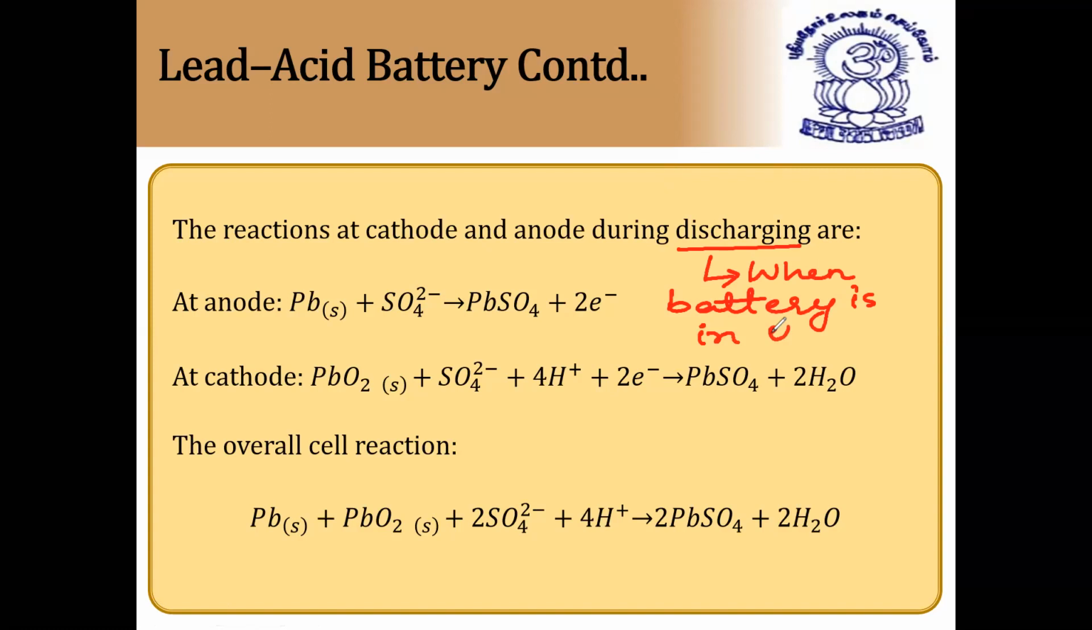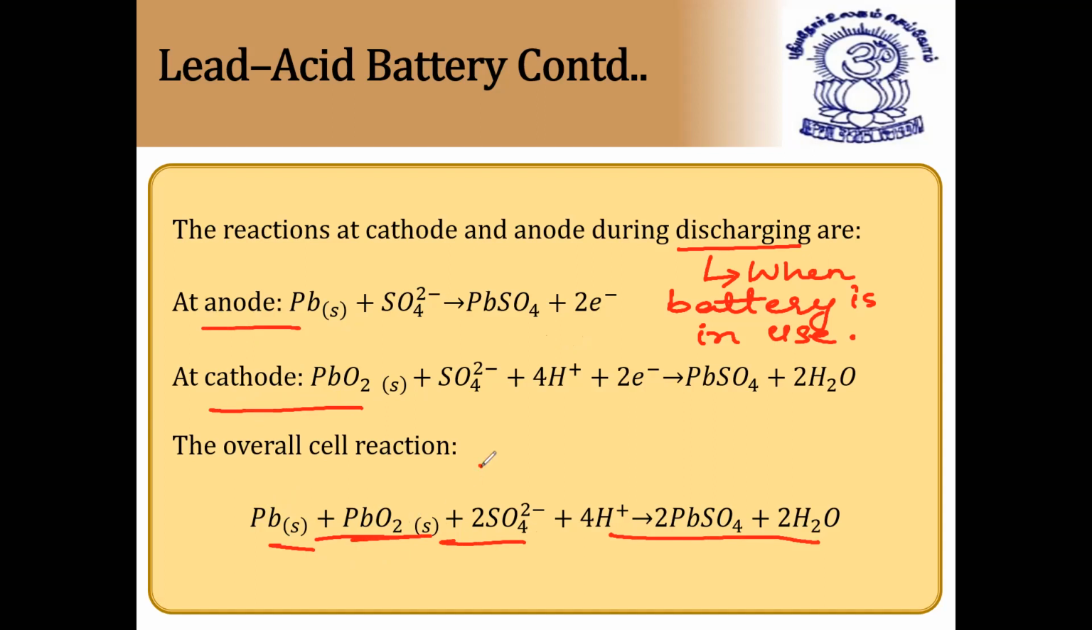So when the battery is in use, what is the reaction taking place? The forward reaction takes place. That is, lead dioxide and sulfuric acid change to lead sulfate. This is when the battery is in use, or when the battery is discharged. What is the forward reaction? Lead, lead dioxide plus sulfuric acid combine to form lead sulfate and water. So this is the final reaction, and this reaction takes place when the battery is in use.